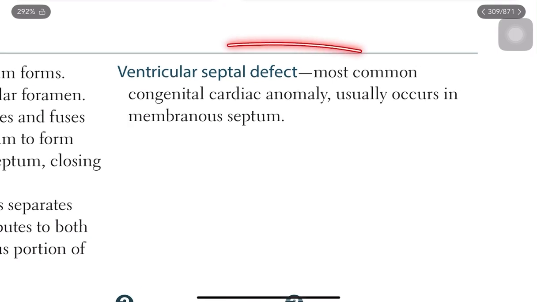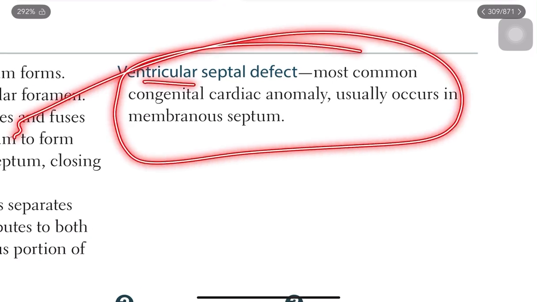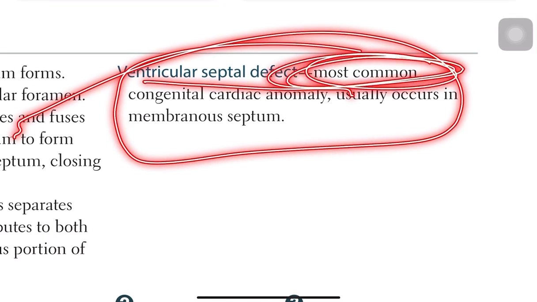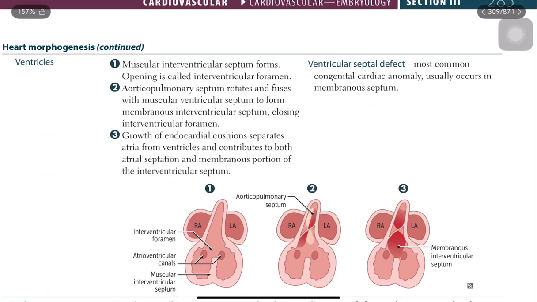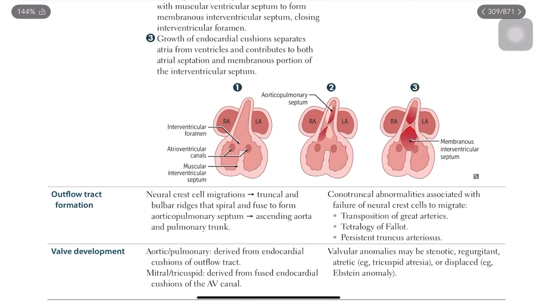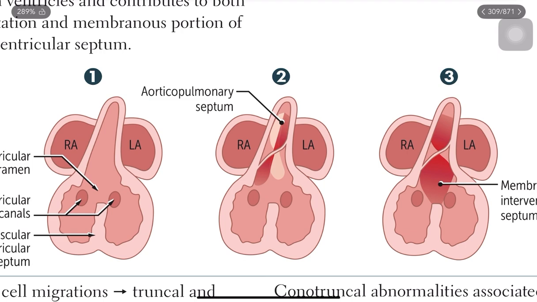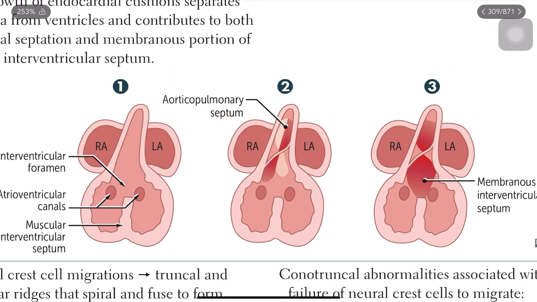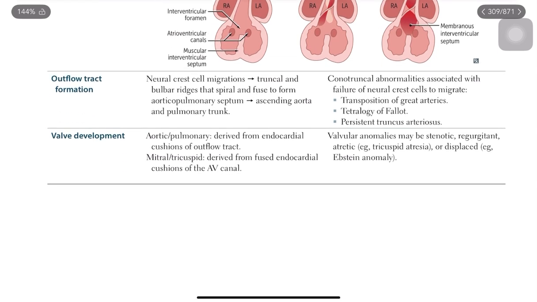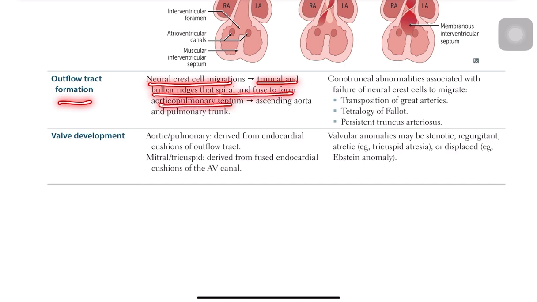Okay, let's say you didn't have your ventricular septum, so this is nothing but ventricular septal defect. This is the most common congenital defect. This usually occurs in the membranous septum. Where is this membranous septum formed? This membranous septum will form from the aorticopulmonary septum. Where does the aorticopulmonary septum form from? From the neural crest cells. See, outflow formation: neural crest cell migration forms the truncal and bulbar ridges, which spiral and fuse to form the aorticopulmonary septum, and this forms the ascending aorta and pulmonary trunk.